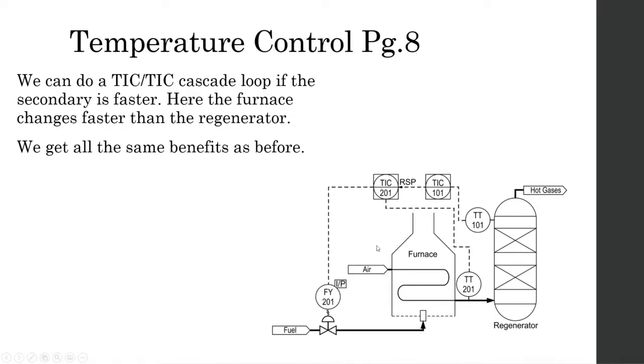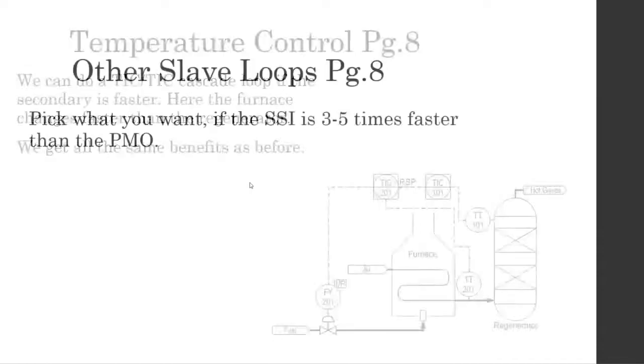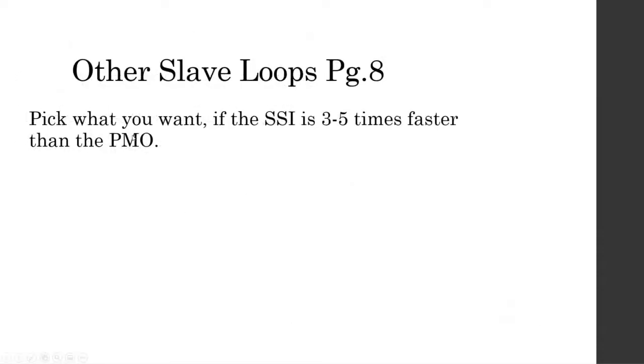So again, heating the air in a furnace. And this is kind of just stuff you have to wrap your head around. Heating the air in the furnace is probably faster than heating the media that's in the regenerator. There's probably catalyst and other stuff in there that just takes longer. Other loops, pick whatever you like. As long as the secondary is 3 times faster than the primary, cascade can work for you.